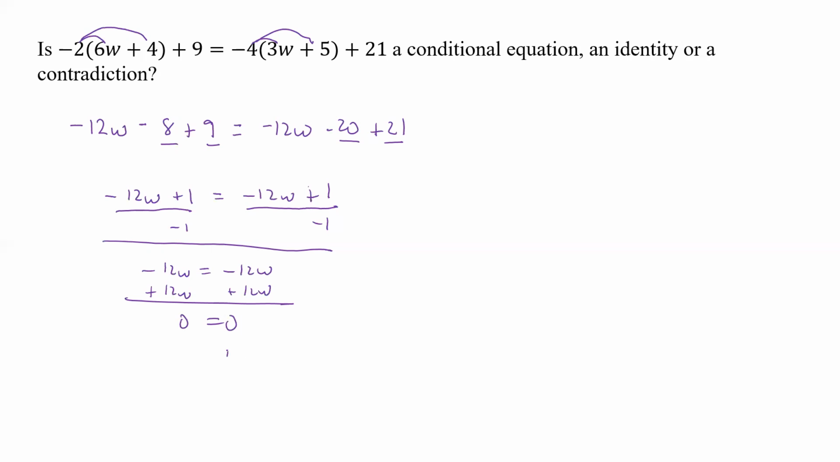So we have an identity. Basically, infinite number of solutions. So no matter what w we plug in on either side, same one on both sides, of course, we're going to get the same answer. So it won't matter. So this is an identity.